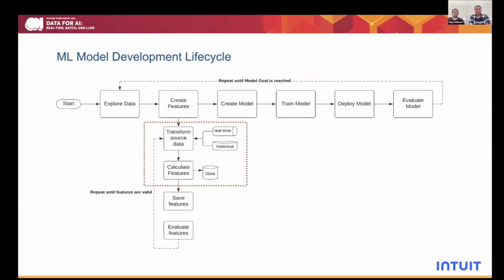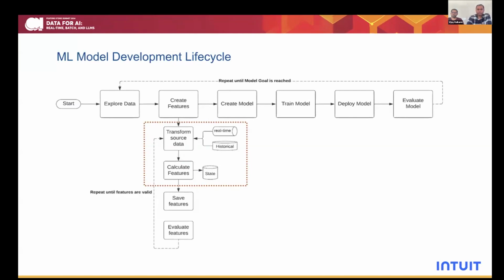So a typical ML MDLC includes several phases, and I'm sure everybody is aware that the most critical or most time-consuming phase is creating features. The users of the system are MLEs or data scientists or anyone trying to deploy a model in production at scale. They start with data exploration and then creating features, which includes transforming the source data into the features required by the model, creating, training, and deploying the model. And this is an iterative process repeated until the goal of the model is achieved.